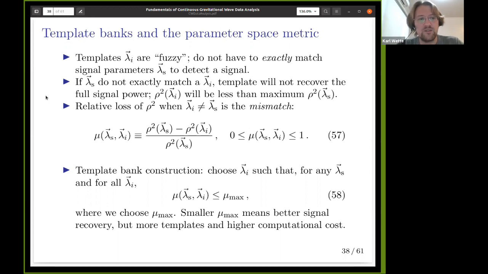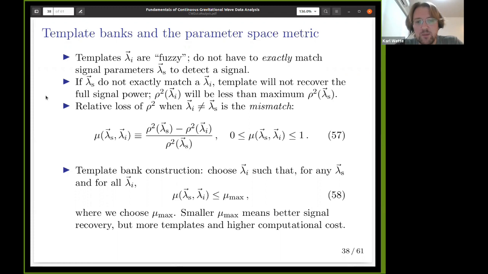So we can quantify that relative loss between the two, when we have the signal not matching directly the template. We can quantify the relative loss of rho squared by this term called the mismatch. The mismatch is defined in equation 57. We basically take the difference between our rho squared at our exact match, lambda s, and we subtract off the rho squared at our template, which is different, which is not going to be exactly equal to our signal. Then we normalize that by our maximum rho squared at lambda s. So the mismatch is a quantity between 0 and 1, strictly speaking.